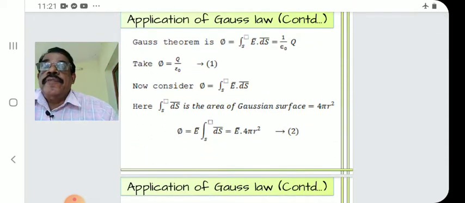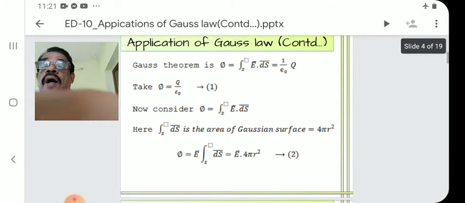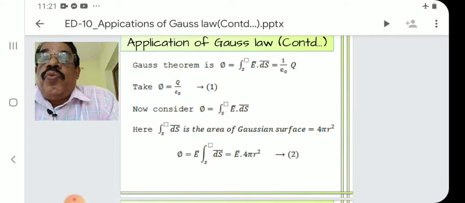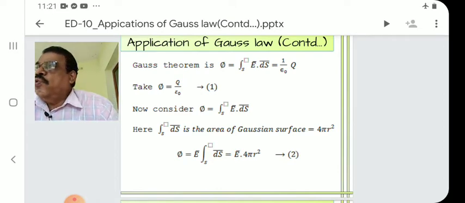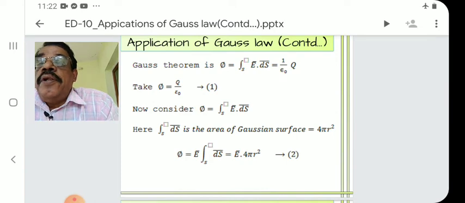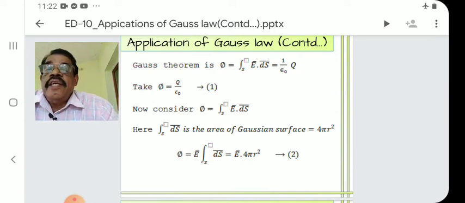Gauss theorem is phi is equal to surface integral E dot ds is equal to 1 by epsilon 0 q. Phi is q by epsilon 0. Mark it as 1.